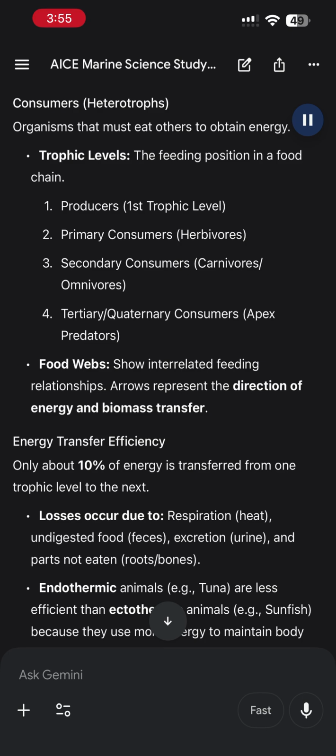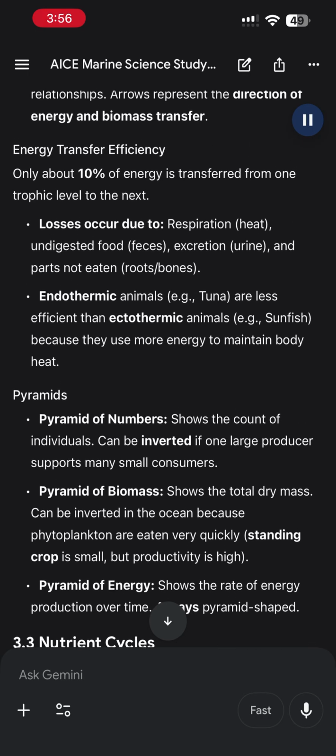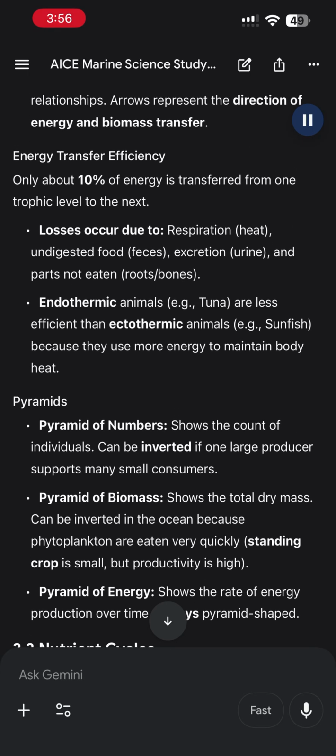Food webs show interrelated feeding relationships. Arrows represent the direction of energy and biomass transfer. Energy transfer efficiency. Only about 10% of energy is transferred from one trophic level to the next. Losses occur due to respiration, heat, undigested food, feces, excretion, urine, and parts not eaten, roots/bones.